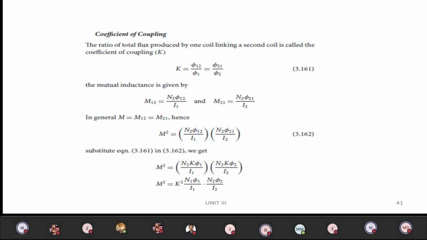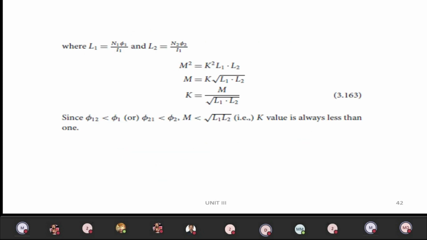Here the coefficient of coupling, self-inductances and mutual inductance are related by M equal to K into root of L1 L2, where K is the coefficient of coupling. If the problem gives the mutual inductance and self-inductances and asks you to calculate the coefficient of coupling, then K equals M by root of L1 L2. The K value will always be less than 1.